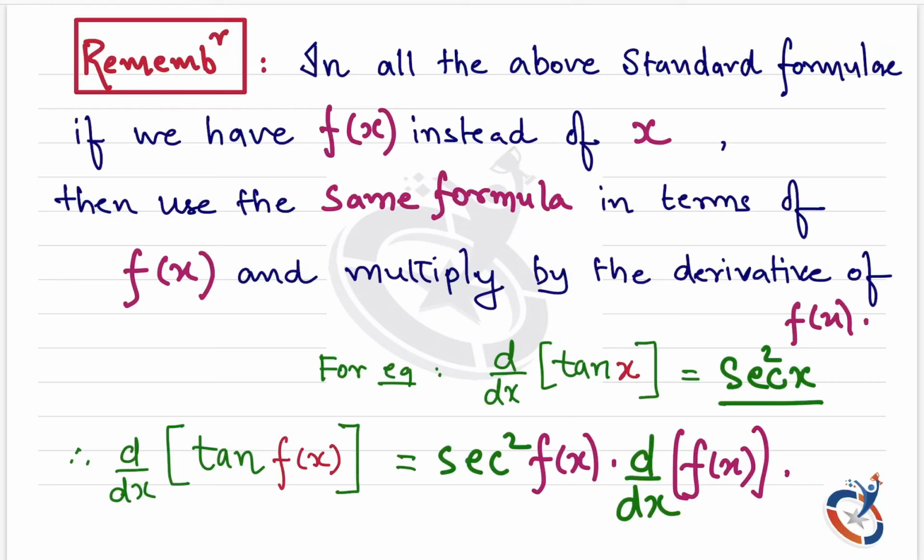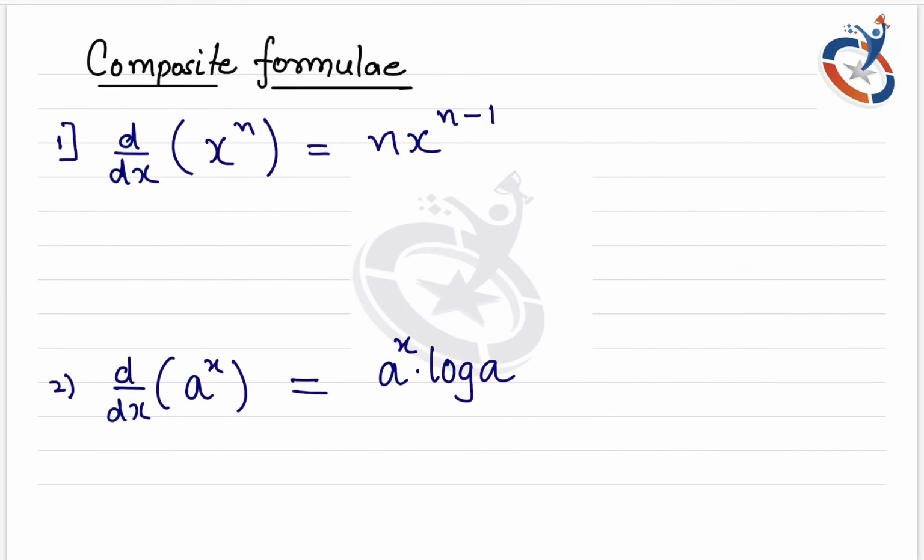I explain this again. In all the formulas you had x, but now in the sums instead of x you have 2x, you have 3x. If you have f of x, any function of x, then use the same formula in terms of f of x. The derivative of tan is sec square, so the derivative of tan f of x will be sec square f of x. Use the same formula in terms of f of x and multiply by the derivative of f of x. Clear? Then you have to learn the composite formulas first and then solve the sums. You will definitely be faster and clearer with every concept of derivative.